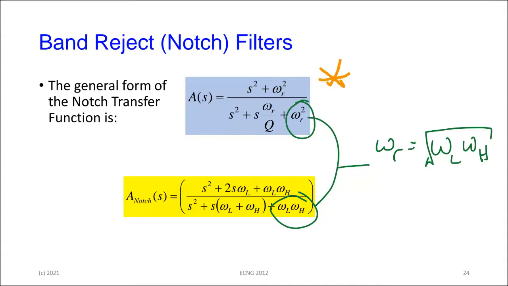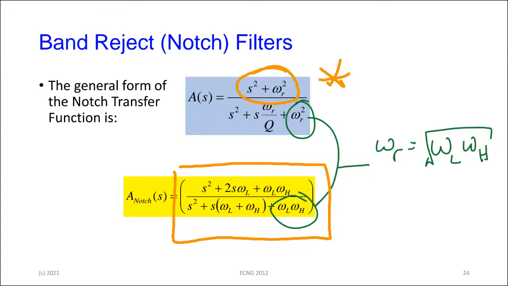Okay, so this is the standard transfer function. Notice it has the 2 zeros and the 2 poles. This is our version here. The main difference between our version and the standard version is the zeros. To get this to work, you have to have the zeros at plus or minus j omega r, right? So that's how we get the s squared plus omega r squared on top there.